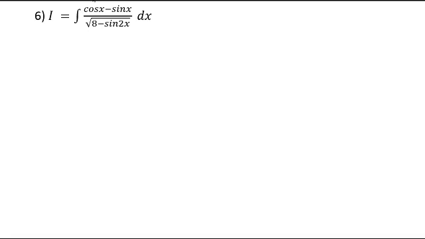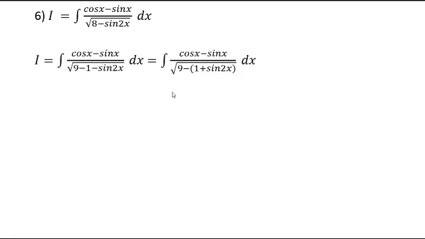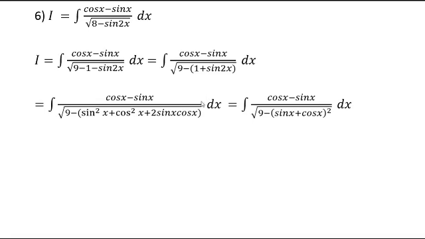There is one complete exercise of this type. Now here, sin 2x is 2 sin x into cos x, and with that 2 sin x into cos x, I want sin square x plus cos square x. So what I did here, I added and subtracted 1.